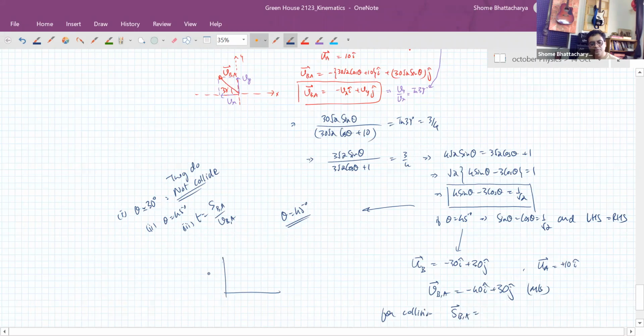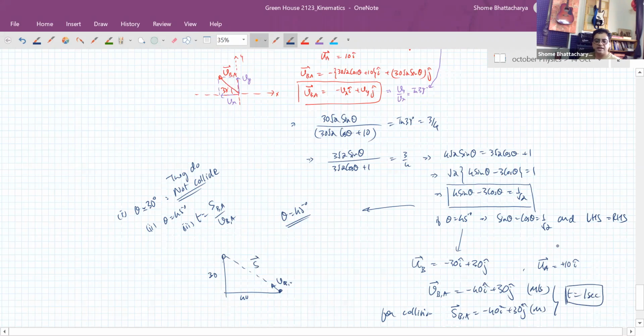And for collision, the relative displacement of B with respect to A, what should that be? So that should be this displacement. This was 30 meters and this was 40 meters. So for B to reach A's location, it should make this displacement. So it should be minus 40 i cap plus 30 j cap in meters. So from this, you can see that time will be 1 second.